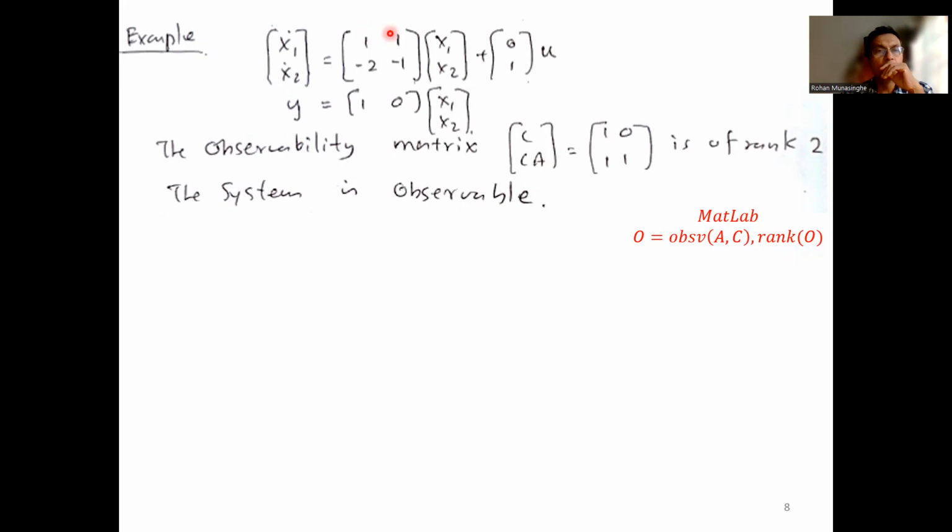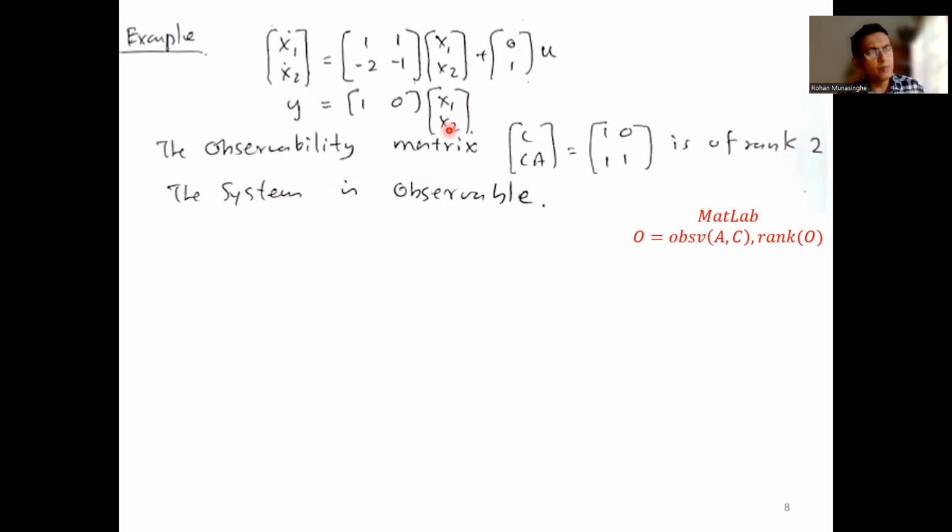So in this example, x-dot equals [1, 1; -2, -1] times [x1, x2] plus [0, 1] times u, and y equals [1, 0] times [x1, x2], the state vector. So this is the C matrix. Actually you are measuring only one variable, x1. You are not measuring x2. But we want to find out whether we need an additional sensor to measure x2, or whether we can estimate x2 from x1.